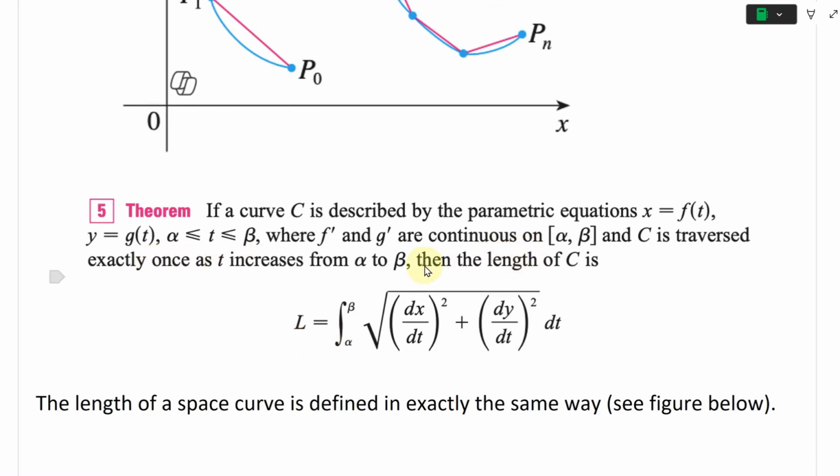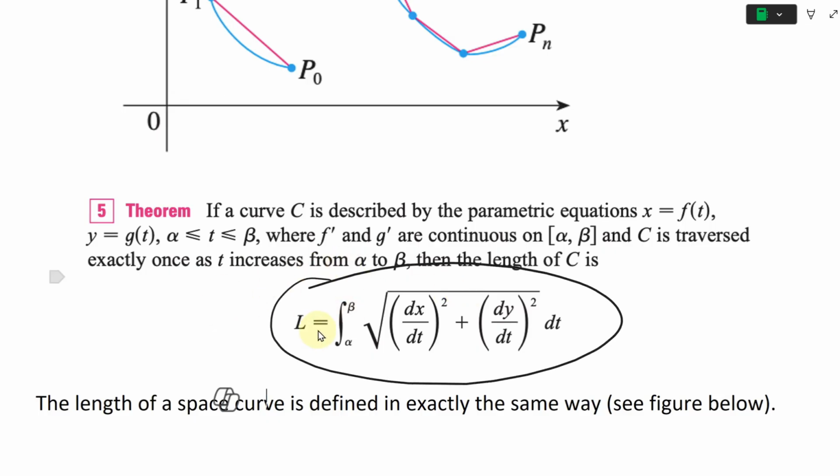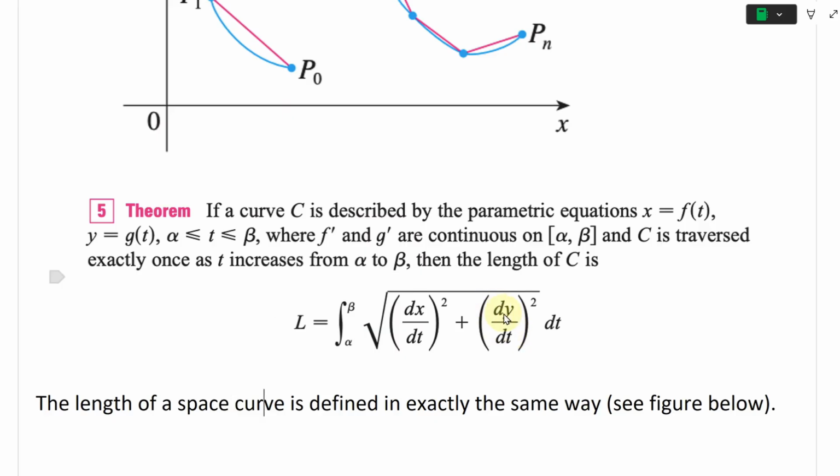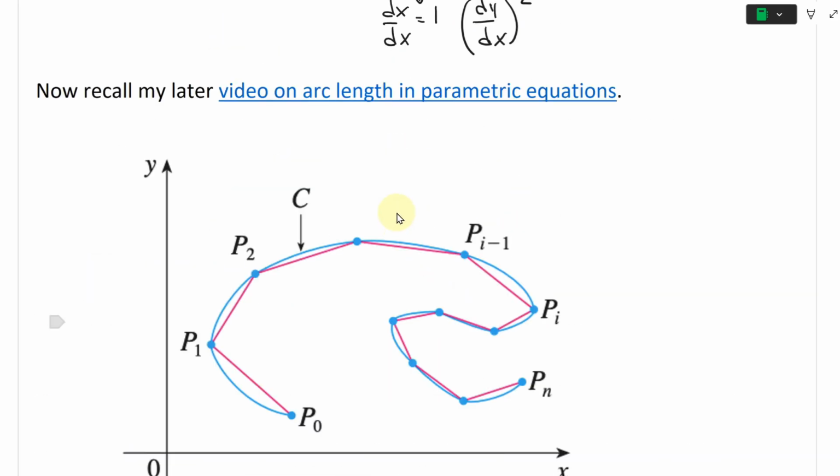Going further, then the length L is just going to be this right here. This was again from an earlier video. You can go see the proof for that. So L equals the integral from alpha to beta of the square root of (dx over dt) squared plus (dy over dt) squared, dt. Yeah, so that's what we have there. And again, this corresponds to this one right here.